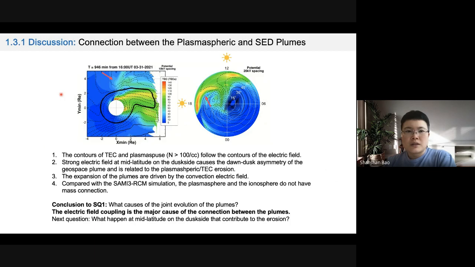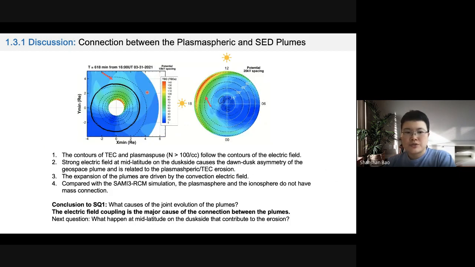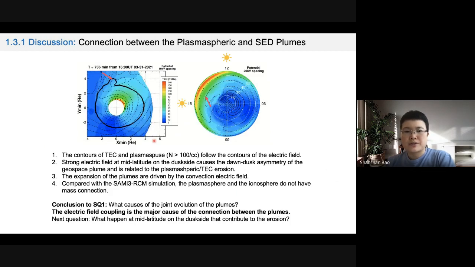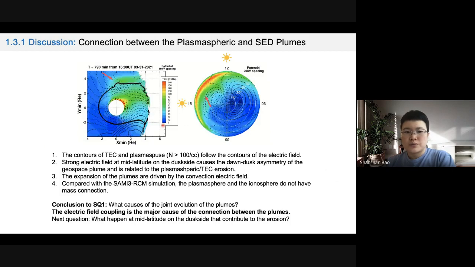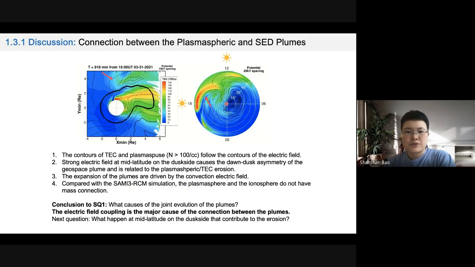there's a strong electric field on the dusk side of the plasmasphere, which is dominant, and it causes a dawn-dusk asymmetry of the geospace plume, and it is also causing the erosion or shrinking of the width of the two plumes. Also, the expansion of the plumes is driven by the central convection electric field.